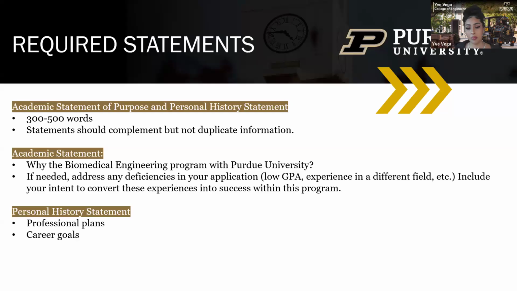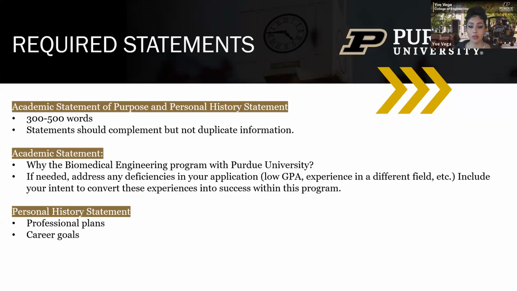The 2 writing statements that I mentioned you will need to submit are your academic statement of purpose as well as your personal history statement. These 2 documents tell us more about who you are, where you've been, where you're headed, why you are interested in this program. It helps us fill in the blanks between all other documents that you will be submitting.